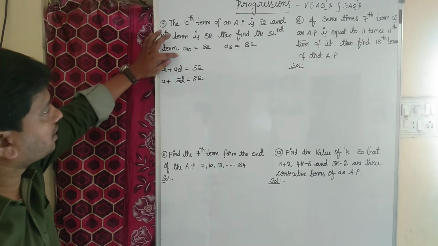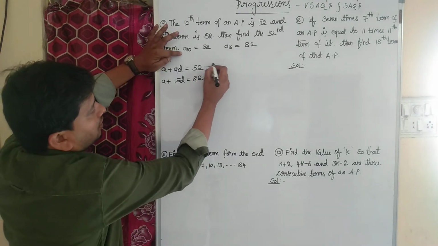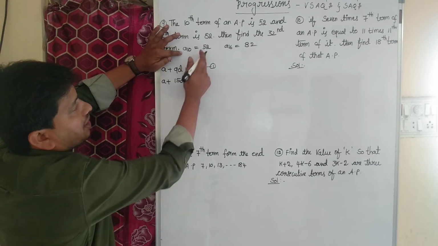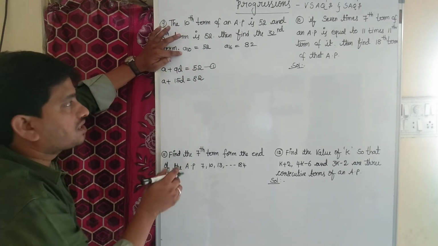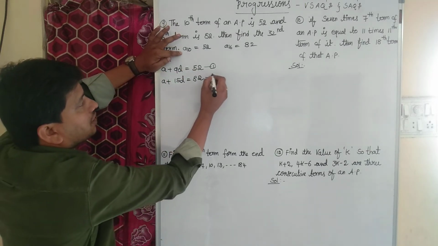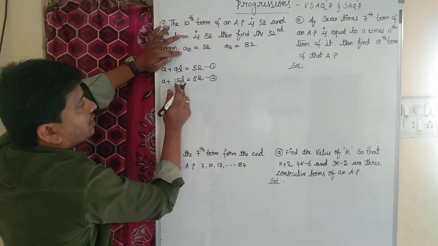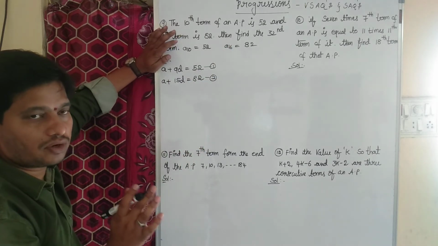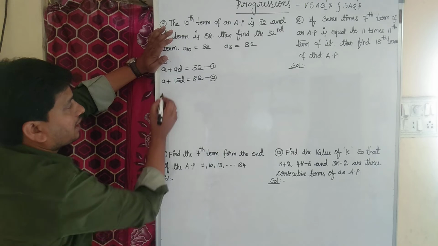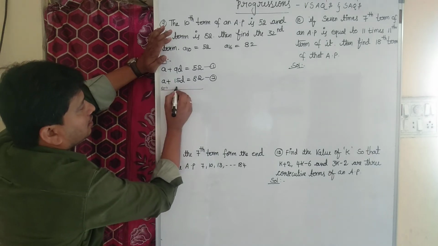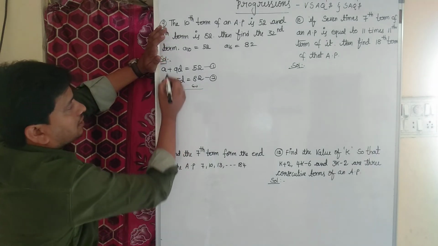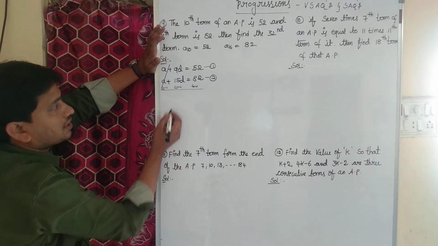What is equation number 1? 10th term of an AP: a plus 9d equal to 52. What is equation number 2? 16th term of an AP: a plus 15d equal to 82. Now we need to solve these two equations, right? Subtract. Plus a minus a gets cancelled.